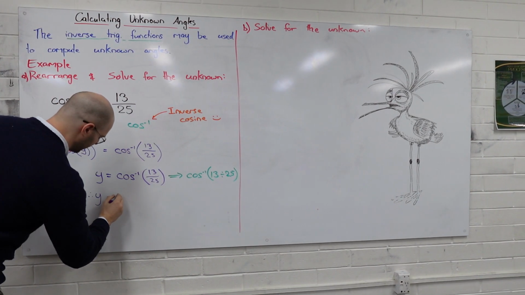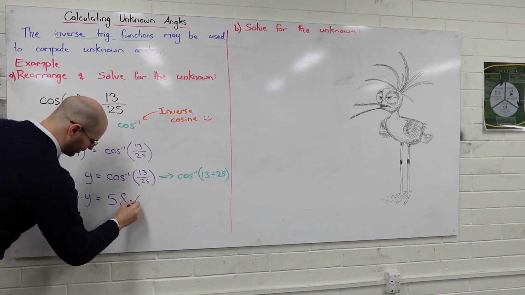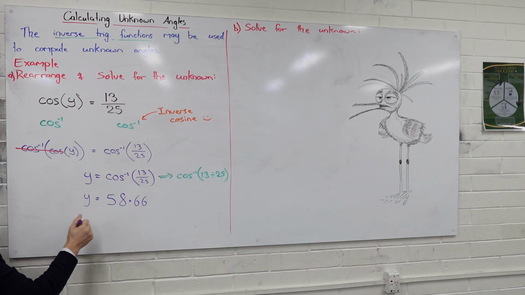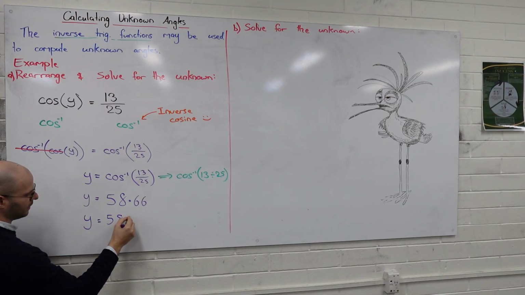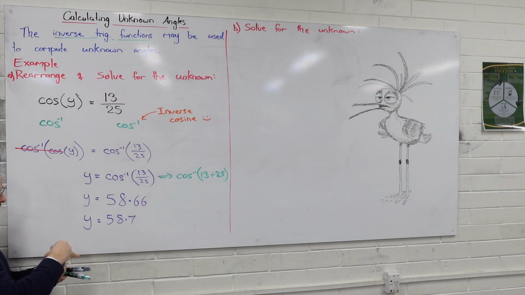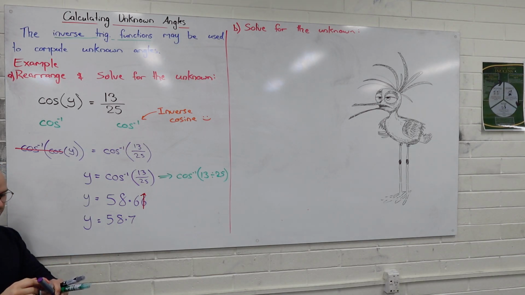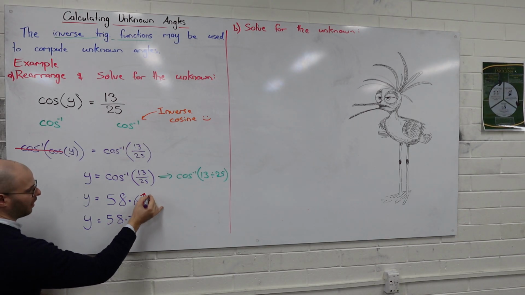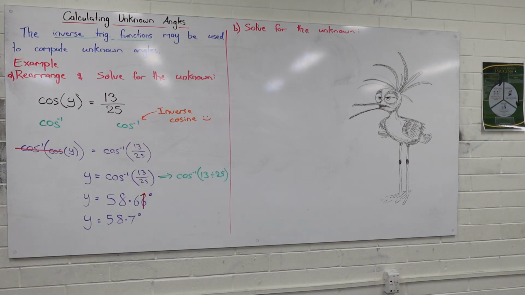Okay, so we end up getting 58.66. So we'll say 58.7 because just round up. So long as you're getting roughly 58, that's what we're after. And it's degrees, because remember we're measuring an angle here. We have to put that degree symbol on it. Does anyone have any questions?